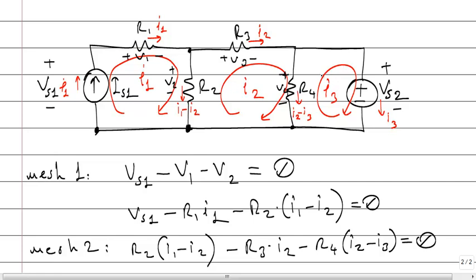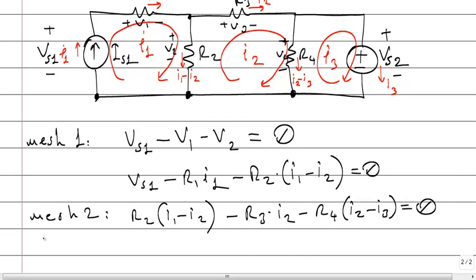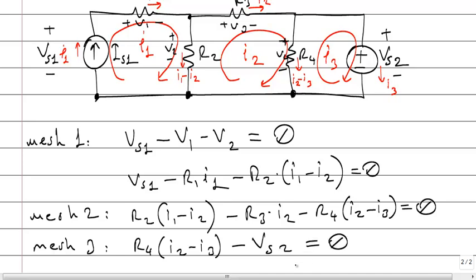Okay. The next one, the last mesh equation. I will start from the left bottom. There is a voltage increase, then there is a voltage drop. Summation is 0. Mesh equation 3. Voltage increase, V4. V4 is R4 times current. Continue, and there is a voltage drop because I switch from plus to minus. Minus V source 2 is equal to 0. Okay.